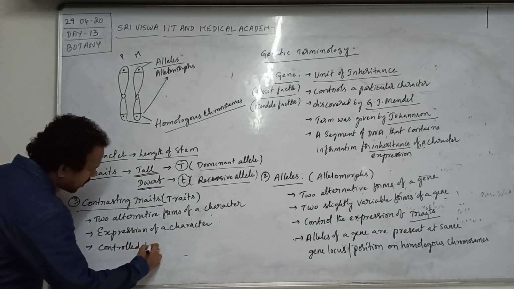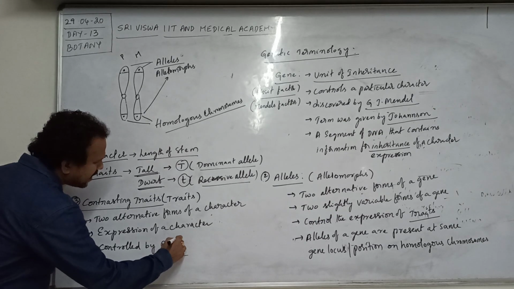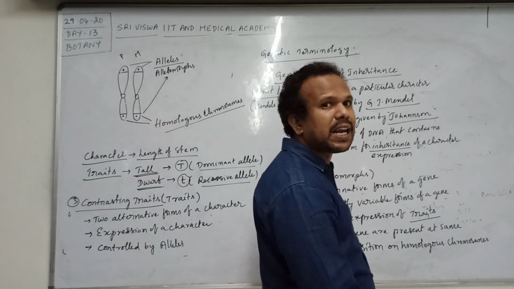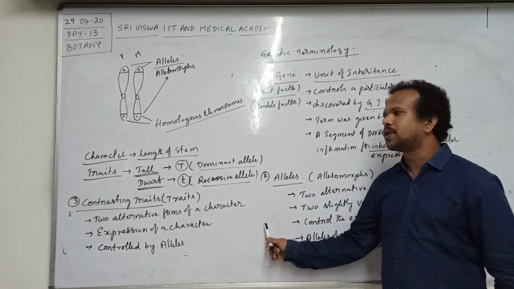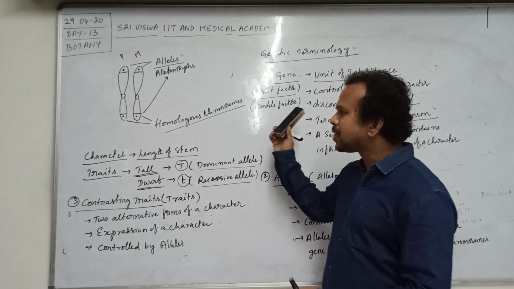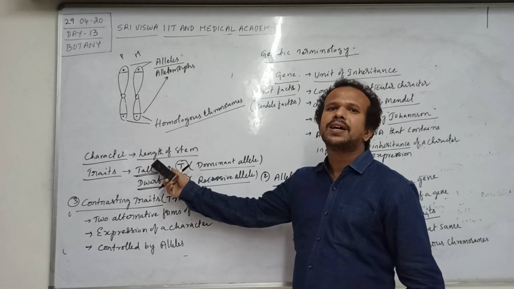Contrasting traits are controlled by alleles. Alleles control the expression of the contrasting traits. Genes control the expression of the character.